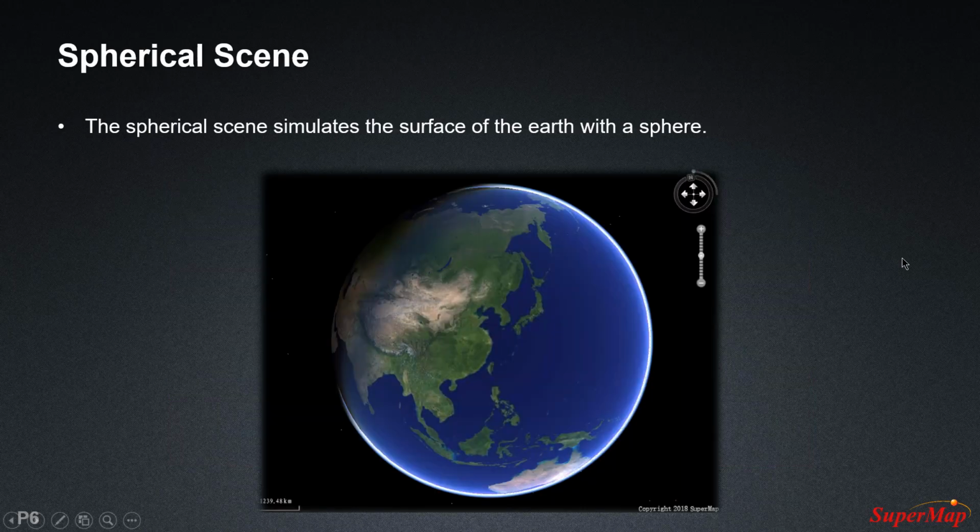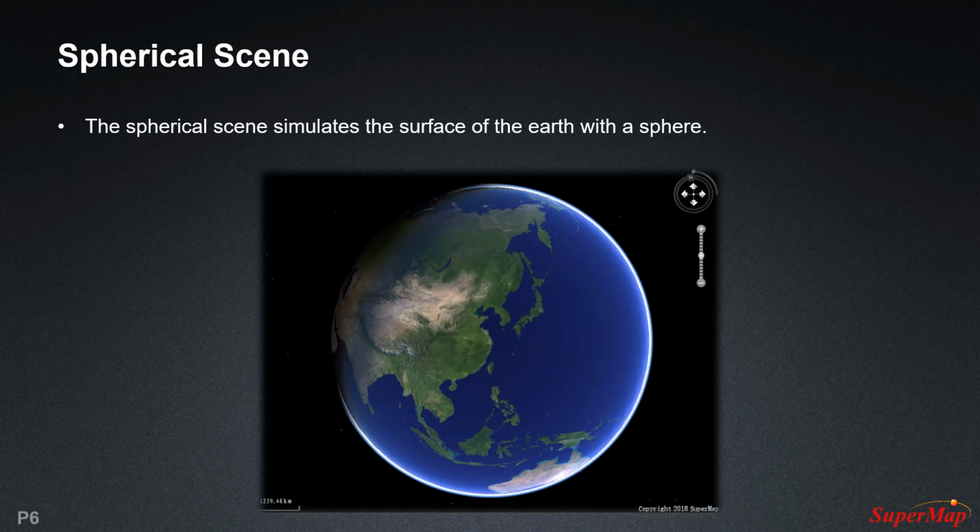Okay, so let's talk about a spherical scene. The spherical scene simulates the surface of the Earth with a sphere. It is covered by global remote sensing images. It simulates the universe, space, and the Earth's atmospheric environment. It supports loading the data of geographic coordinate system and projected coordinate system, and it can control the display of the latitude and longitude grid, the navigation compass, and frame rate.